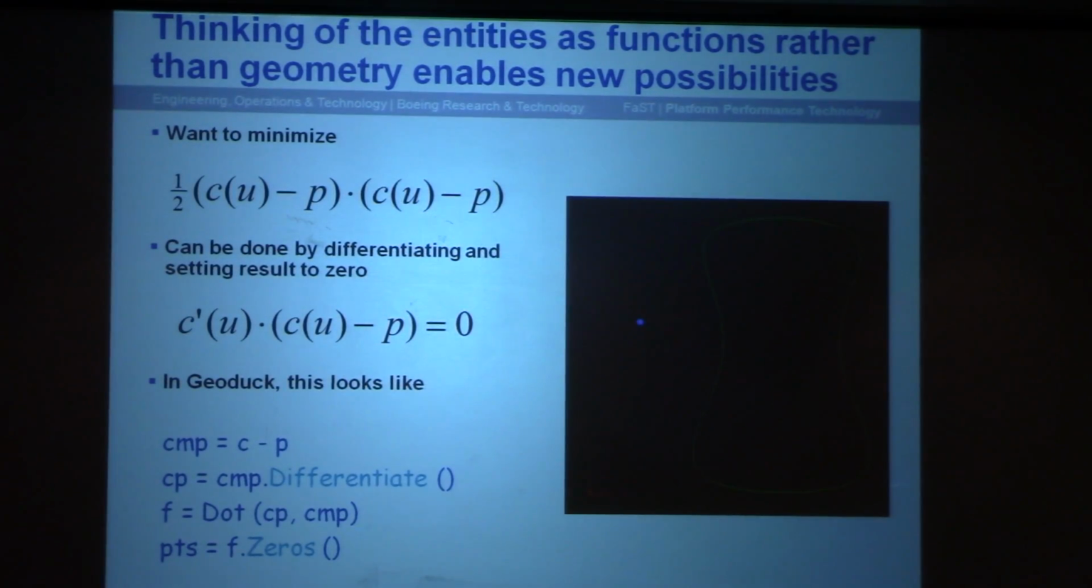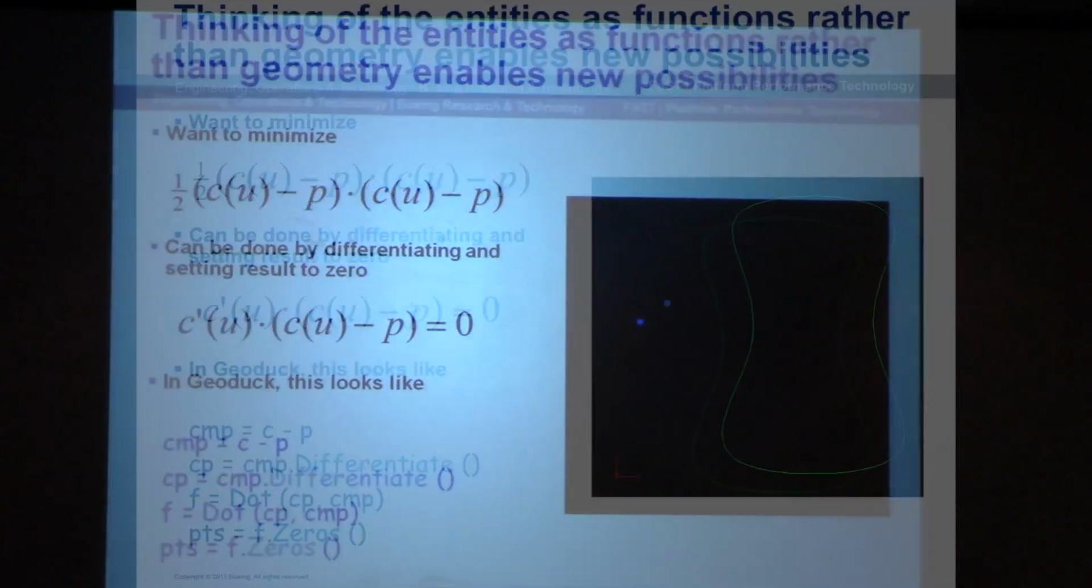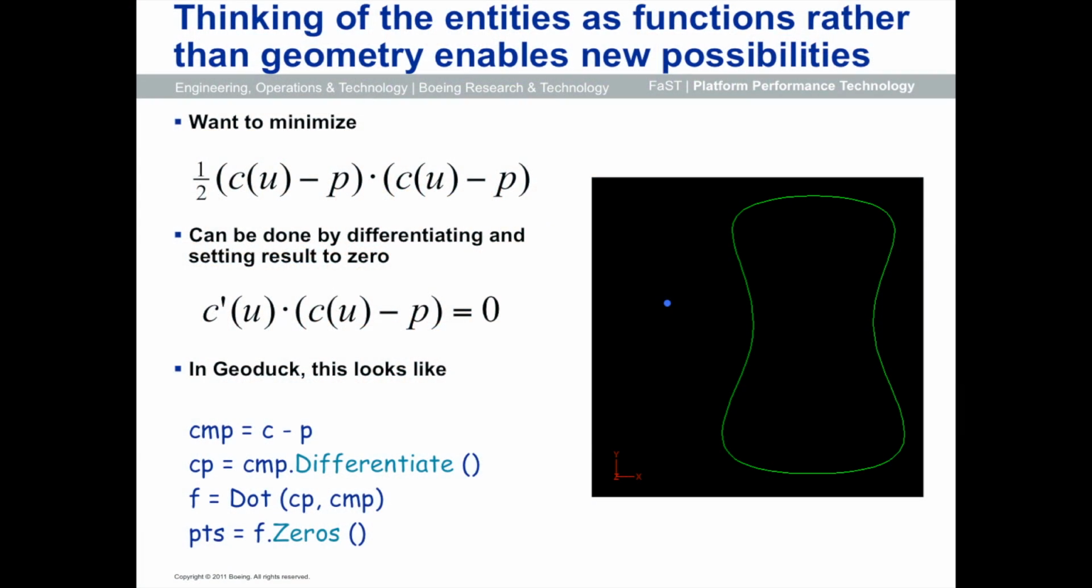Okay, but wait, there's more. Suppose we've got a curve. This is in 2D, and we want to project this point onto it. Well, you can apply all the things that you learned in first semester calculus. You can write down the difference between a point and the curve, dot product to get the square of the distance, differentiate that formula, and set the derivative equal to 0. So you do that exact thing in GuiDuck.